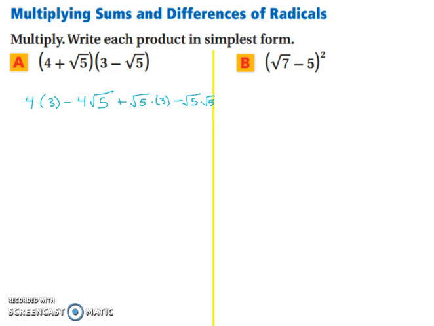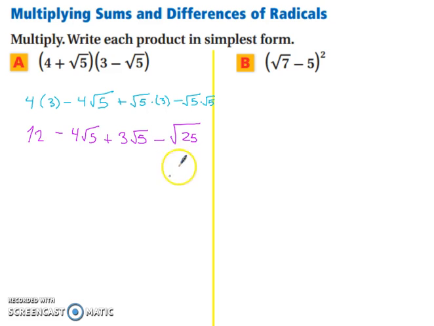And now we can start to simplify. So we have 4 times 3, which is 12, minus 4 square roots of 5, and then we have plus, we're going to just rewrite this in a better order here. So we have 3 square roots of 5, means the same thing, and then minus the square root of 25.